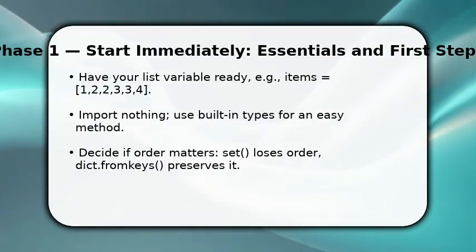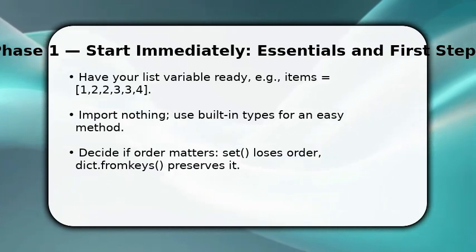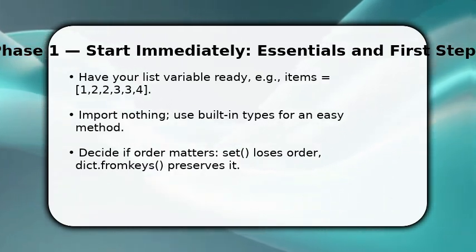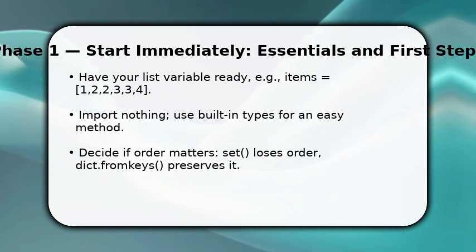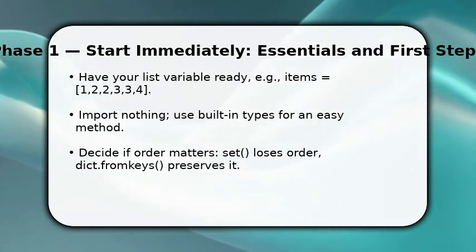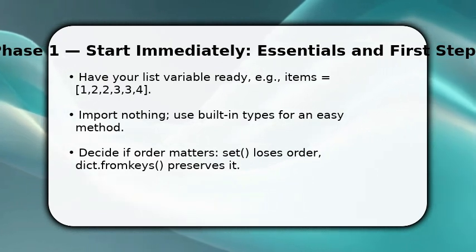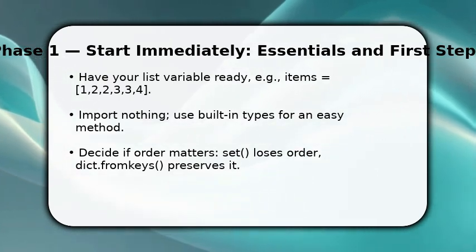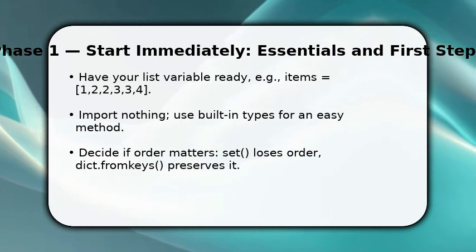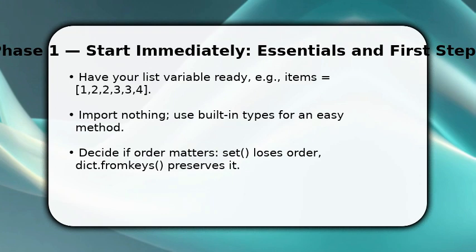You already have a list. Start now by checking if order matters. If order does not matter, converting to a set is fastest because sets enforce uniqueness directly. Once done, you can assign unique_items = set(items) to get unique values quickly. Make sure to note that sets are unordered, so the relative sequence is lost.